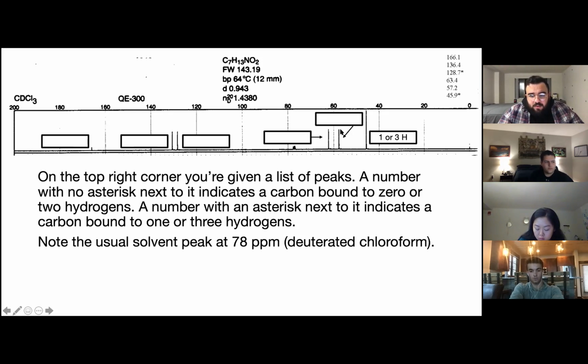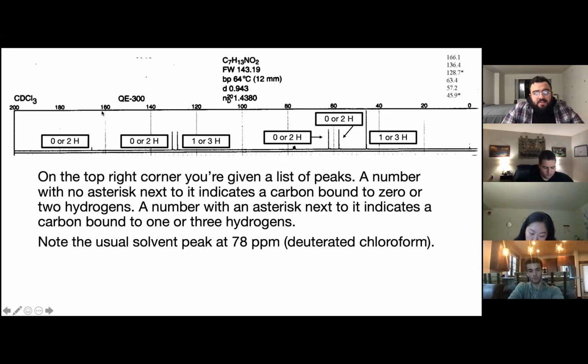Moving right along to the next one at 57.2, because there is no asterisk, there will be 0 or 2 hydrogens bound to it. Then we have this peak at 63.4, which, because it has no asterisk, is also 0 or 2 hydrogens. Moving on to the next one at 128.7. This does have an asterisk in the list over here, so that means that you're going to have 1 or 3 hydrogens. Next one is going to be 136.4, 0 or 2 hydrogens. And lastly, this tiny little blip over here at 166.1, it'll be 0 or 2 hydrogens.